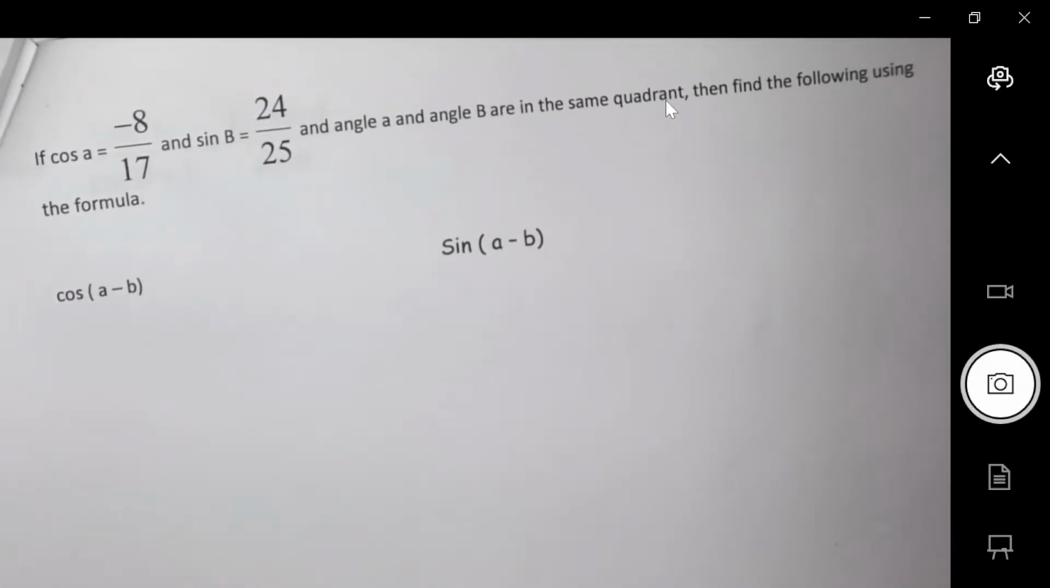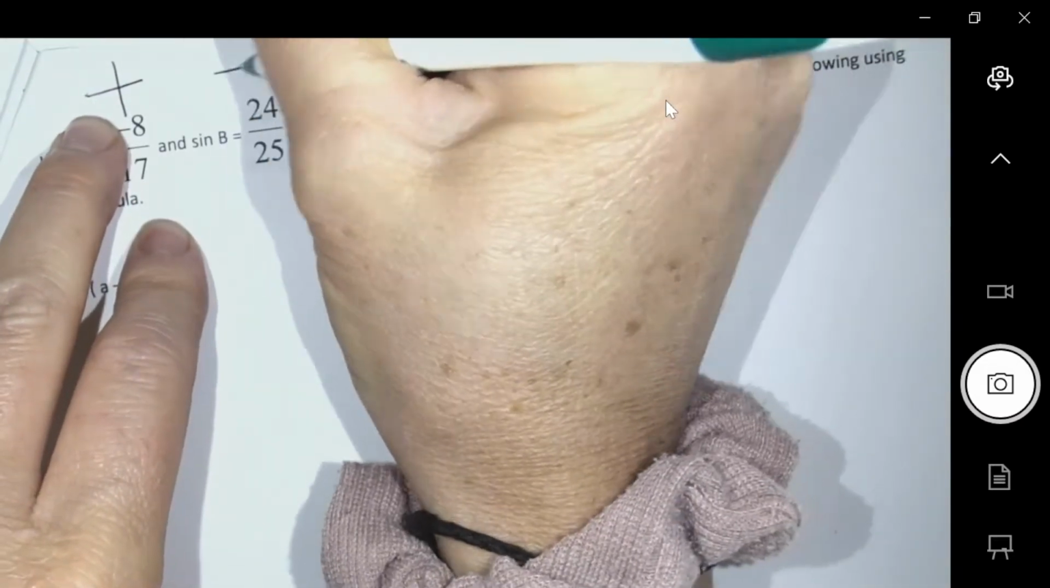Okay, we have been given an A and a B angle. So we have two things going on. We're going to have two diagrams. They're in the same quadrant, so we have to figure this quadrant stuff out.